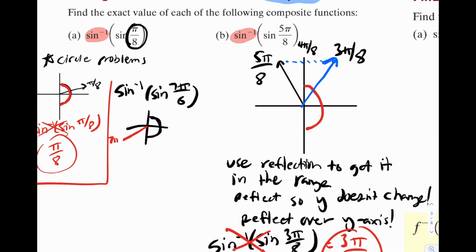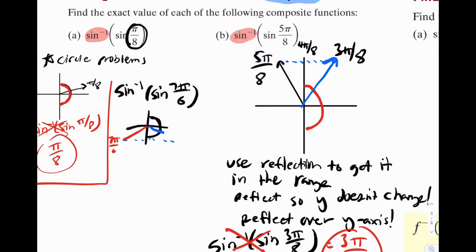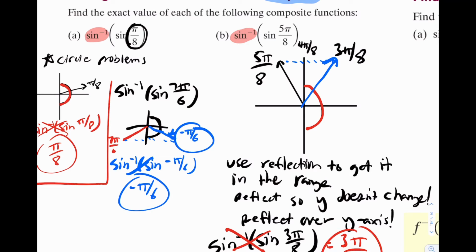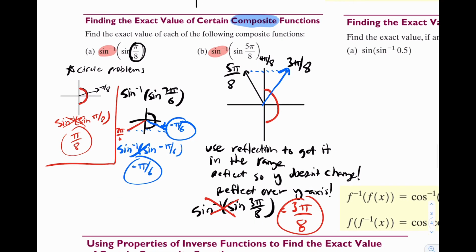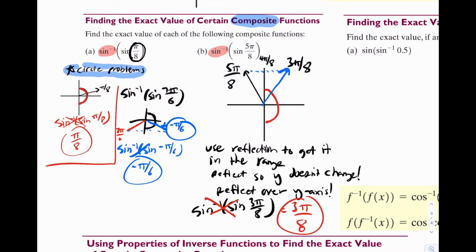So we're going to reflect it right there over the y-axis. And now here's the tricky part. Again, we're going down, so that should be negative pi over 6, which means that's your answer. So if you want to be precise, you can rewrite it as this. Or some people just circle that, and that would be fine too. I'll take either one. Okay, so those are called circle problems. So make sure you guys highlight that. Circle problems.